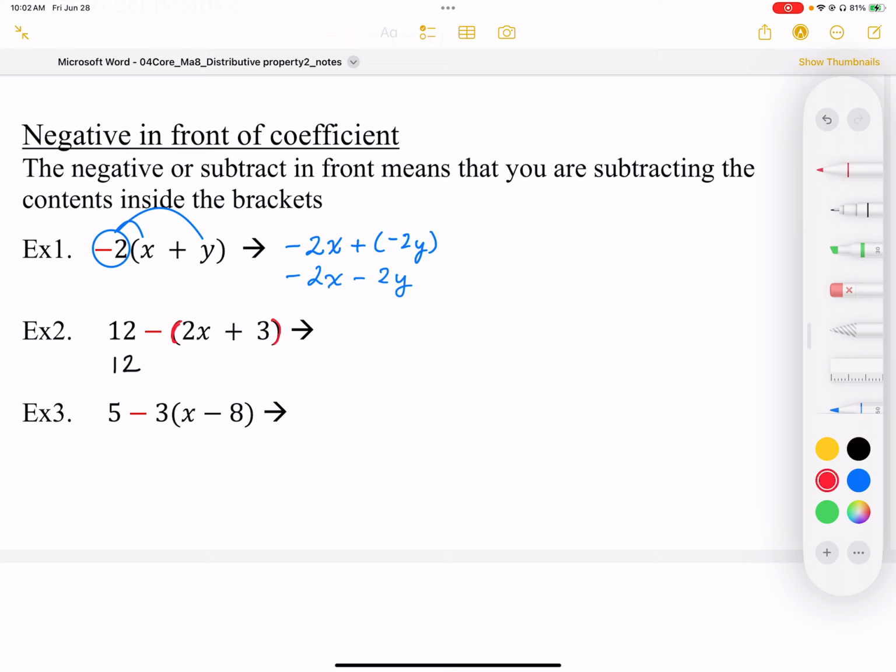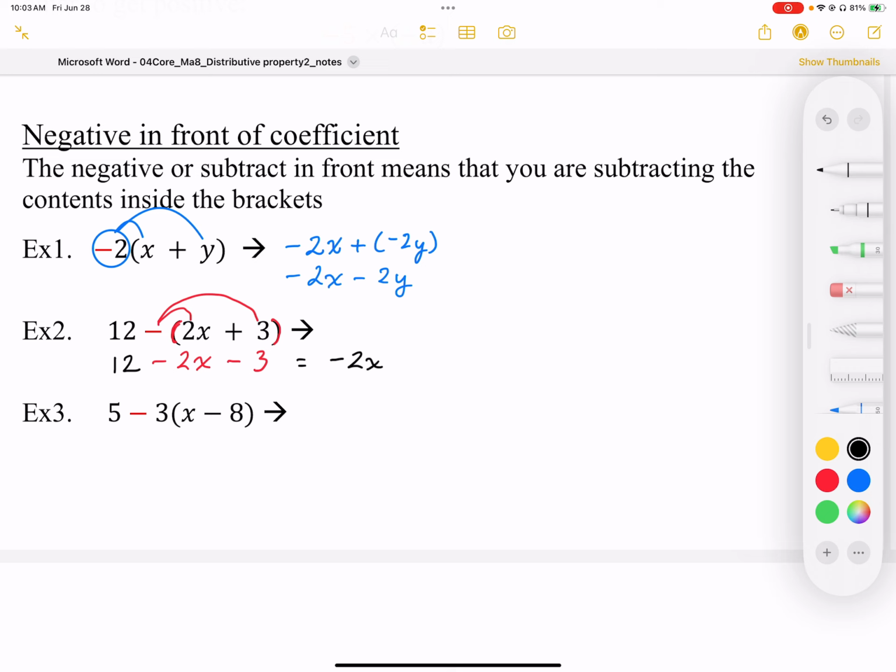Nothing changes on that 12, but the negative means that I'm going to distribute the negative onto the 2x, so I get negative 2x. The negative distributes onto 3, so I get plus a negative 3, or minus 3. Once I've got rid of the brackets, or the groupings, now I can count or add. So now I can do something with that 12.